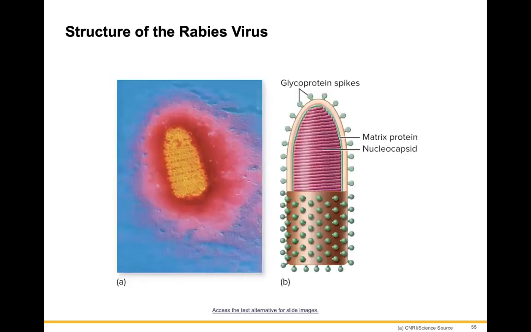Here's the structure of rabies. In the first figure here on the left, you can see a color-enhanced virion, which shows internal serrations, which represent tightly coiled nucleoprotein. And in the cartoon version over here, this is a schematic model of the virus showing its major features. Here you can see the glycoprotein spikes, the matrix protein, and the nucleocapsid.